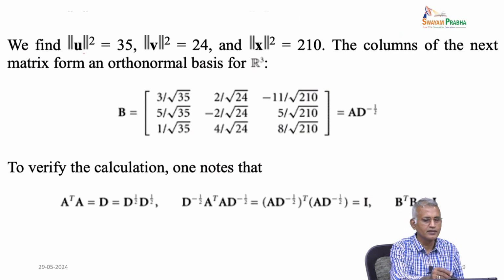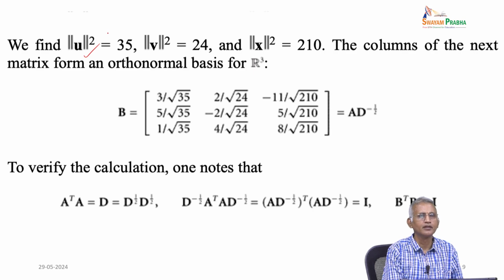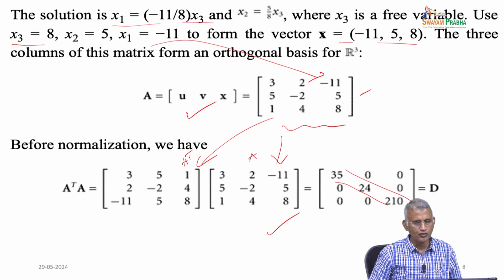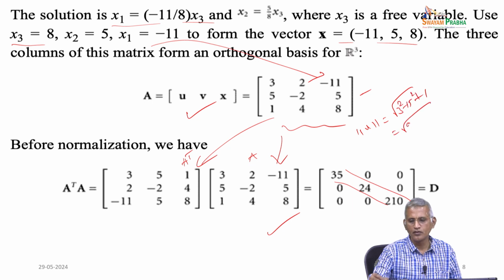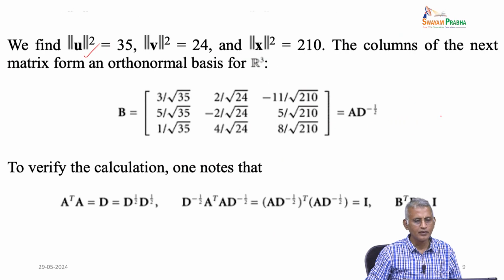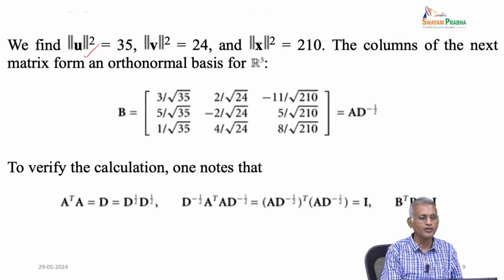Now, based on this you find the norm of u squared. You know (3, 5, 1), norm of u is equal to what? That is root of 3 square plus 5 square plus 1 square, root of 9 plus 25 plus 1, so root of 35 will come. So, norm u equal to root of 35. Similarly, norm v squared equal to 24 and norm x squared equal to 210 will come with the help of the previous ideas.